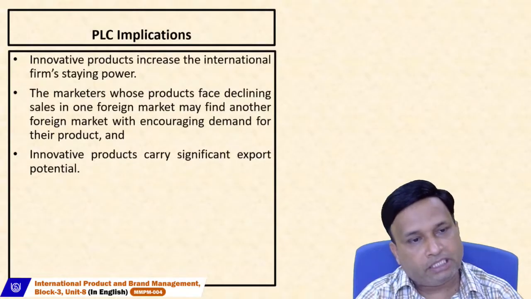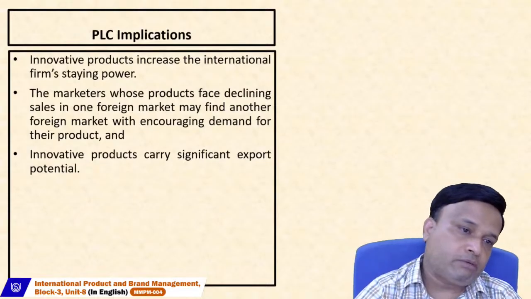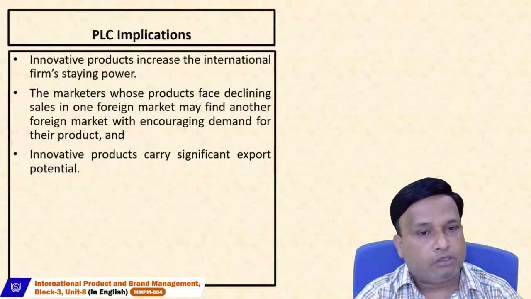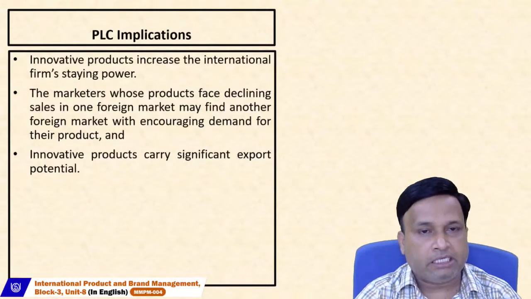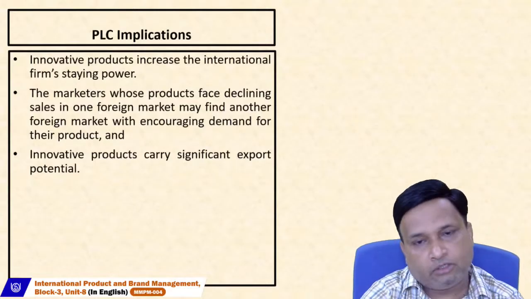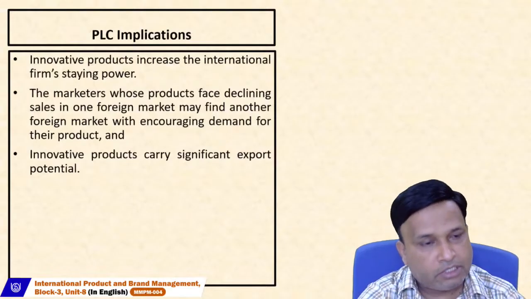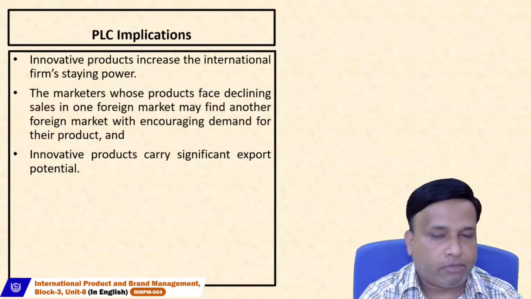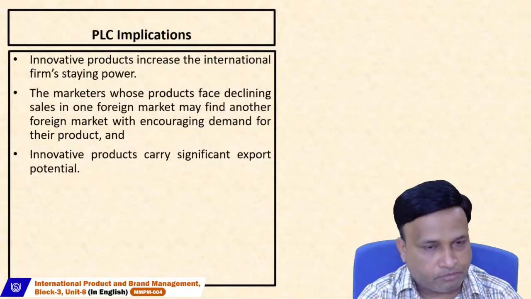The marketer whose products face a declining stage in one foreign market may find another foreign market with encouraging demand for their product. Take the example of Procter and Gamble, P&G. P&G introduced Tide detergent in 1970 in the US market, but the same Tide detergent was introduced in the Indian market only in the late 2000s. Why? Because when the product declined in their markets, they found the Indian market had encouraging demand. That is why they introduced this product in the Indian market.